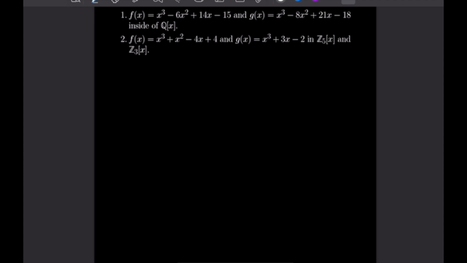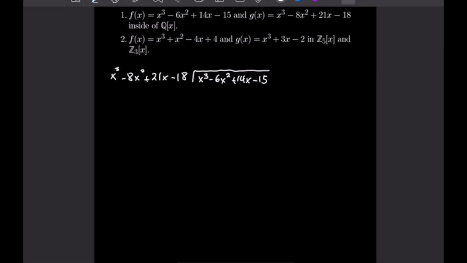And we're going to do that by dividing g of x out from f of x using polynomial long division, as you saw in the lecture video. So let's go ahead and set up our long division here. So we have x cubed minus 8x squared plus 21x minus 18, and we're going to divide f of x, which is x cubed minus 6x squared plus 14x minus 15.